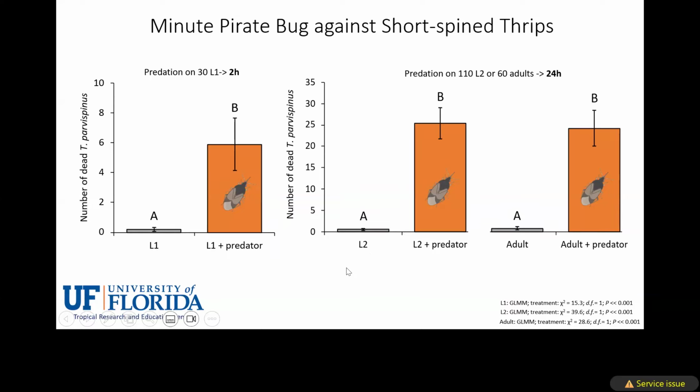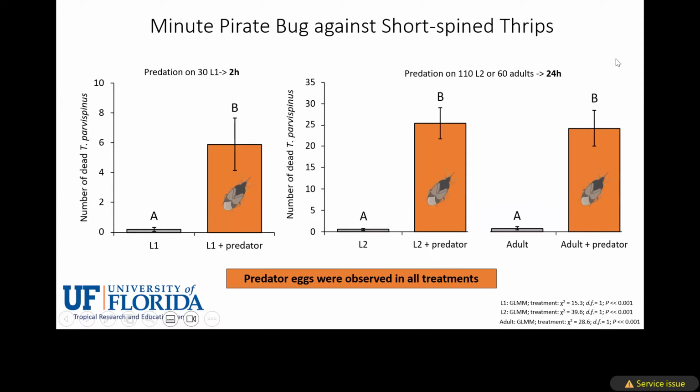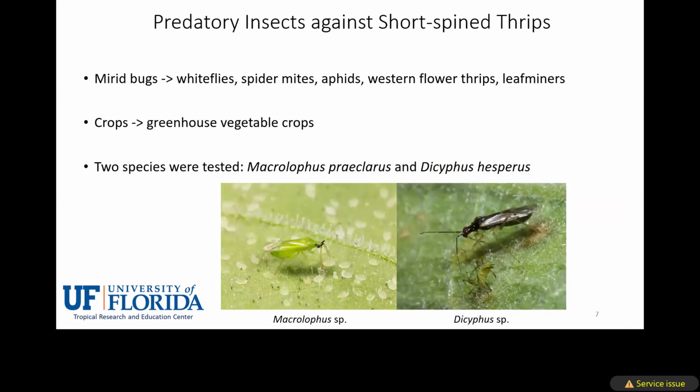In the control treatment, we have a very low mortality, but when we added the predator, we could really verify this information. It was also really interesting to see that the pirate bug laid eggs after feeding on thrips. This is also very important, right? Because the predator needs to eat it and be able to develop on that prey.